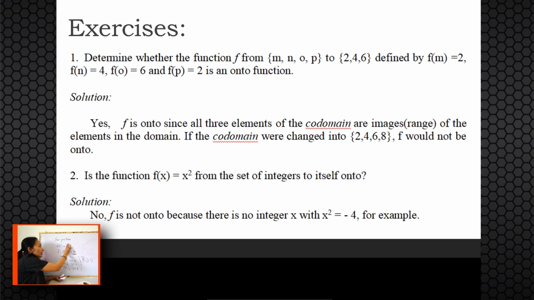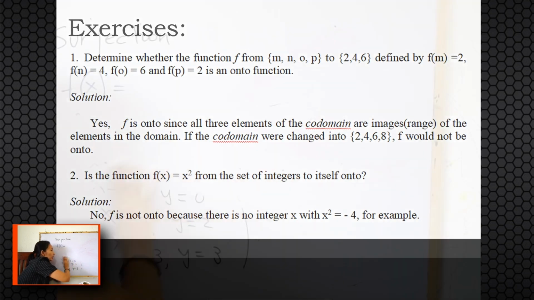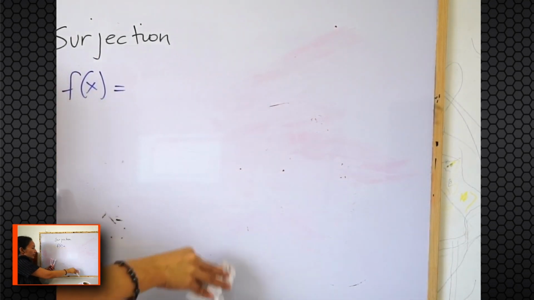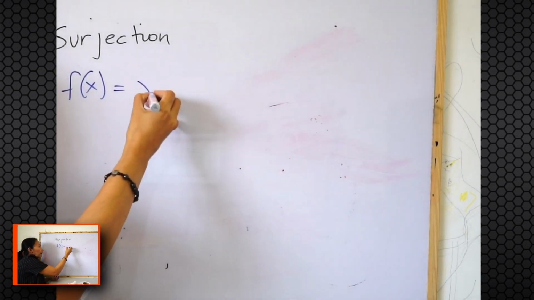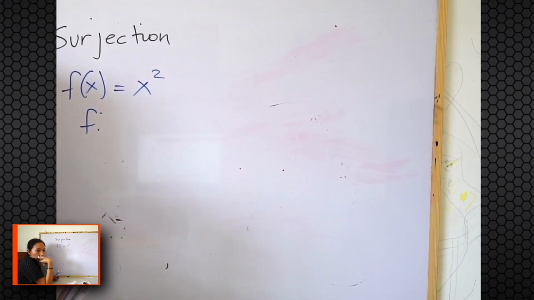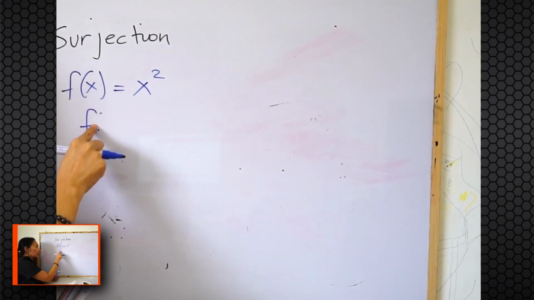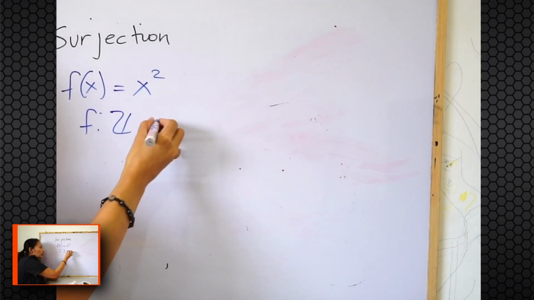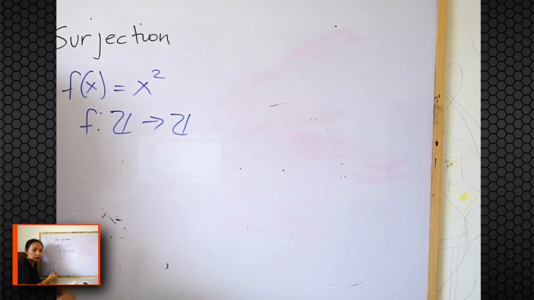Okay, the function this time is x squared. The function is defined from the set of integers to itself, Z to Z. Z maps to Z, integers unto itself. Let's answer. Although the answer is already in the slide, let's discuss it further.